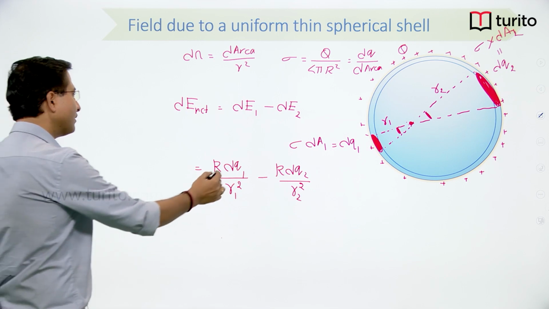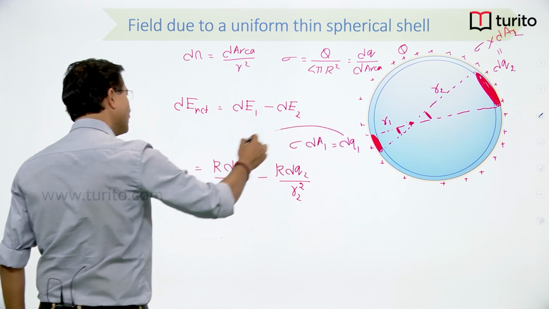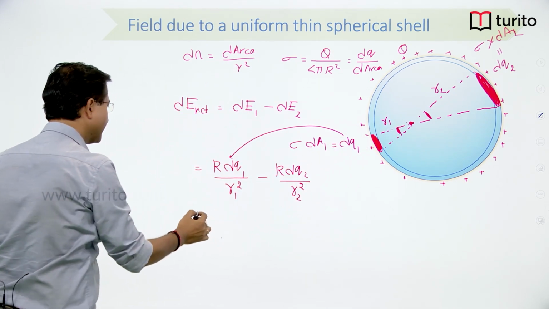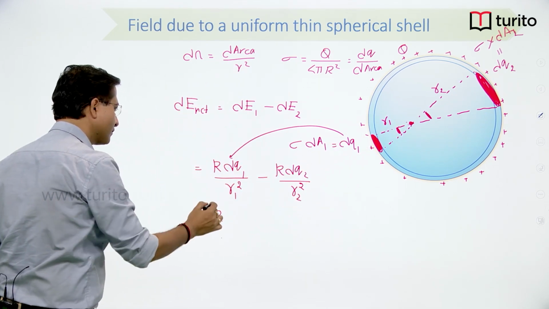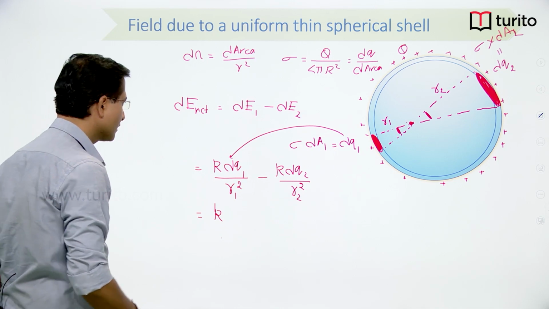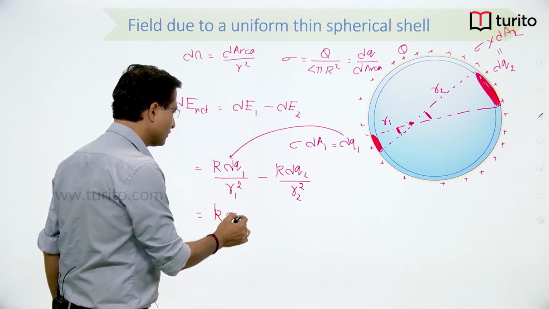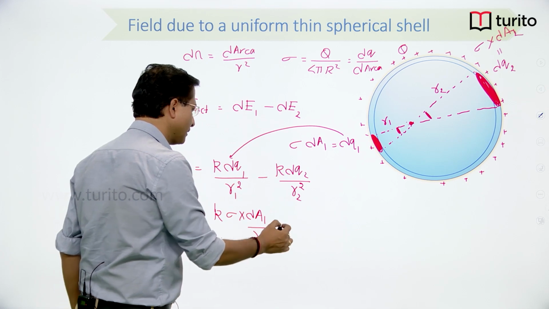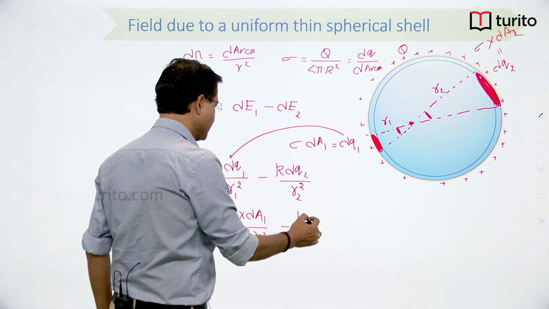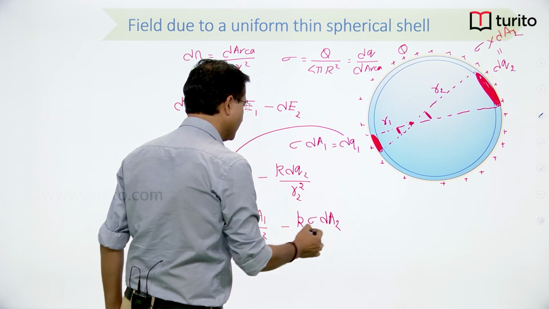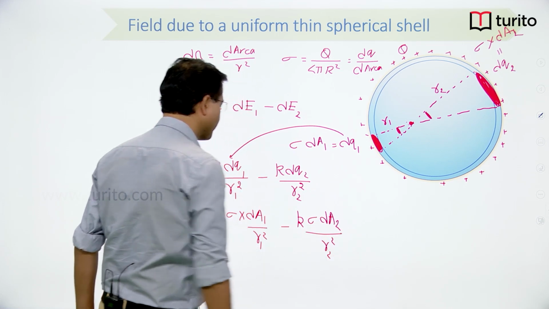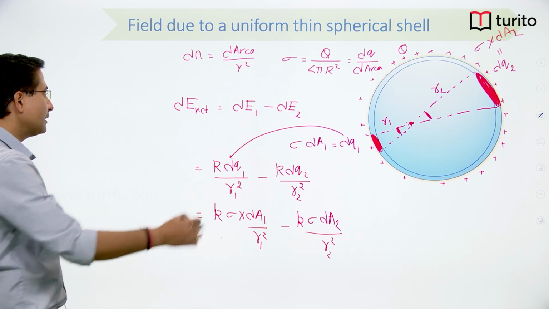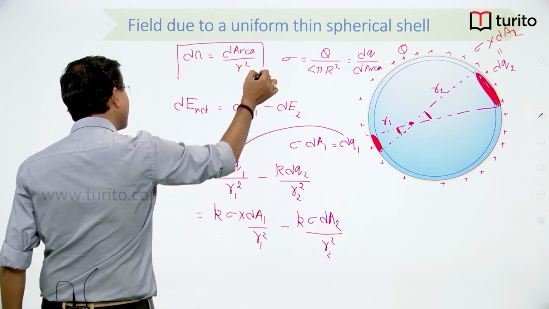So, if I substitute the value of dq1 and dq2 from here, then what I will get is K sigma dA1 divided by r1 square minus K sigma dA2 divided by r2 square. And look at the definition of solid angle.